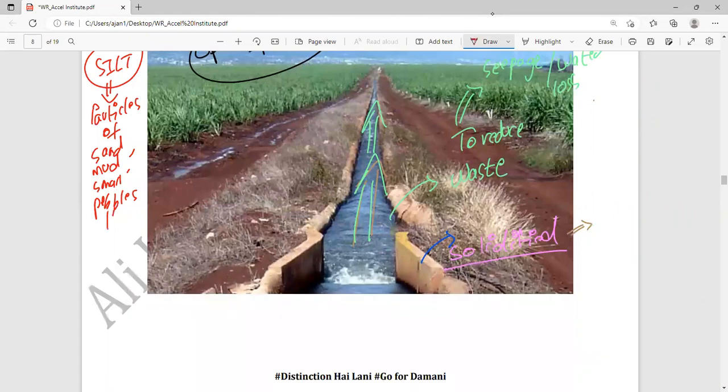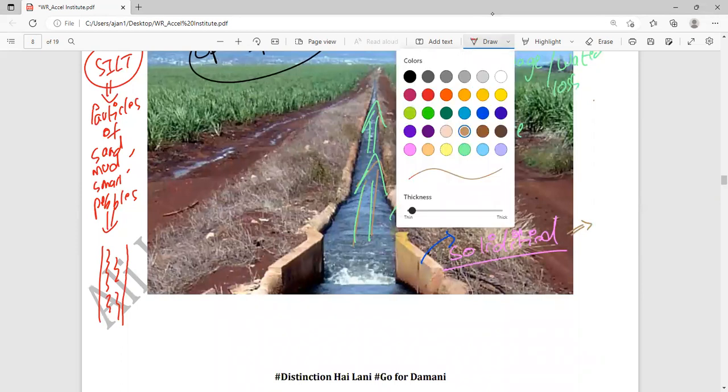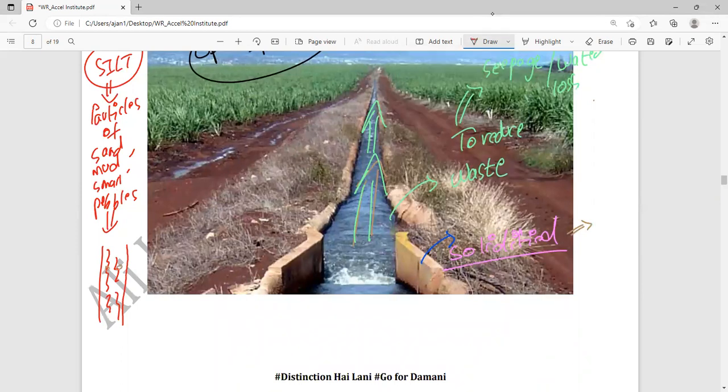So let me give you a scenario here. Suppose that you have your canal right here, right? Your water is flowing through it, and definitely the water is carrying in itself small particles of sand and mud, which we term as silt. Now, since the water flow is too fast, I would ask you, why is this the case?